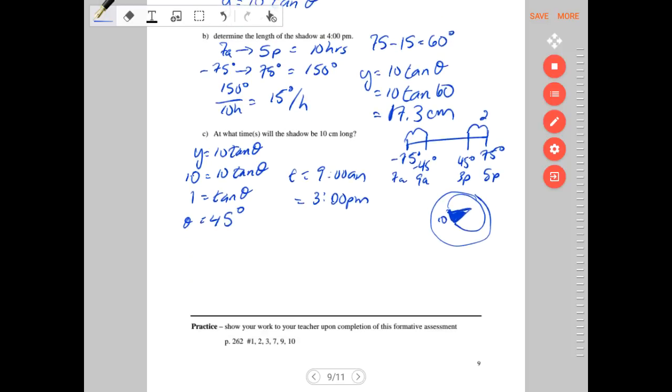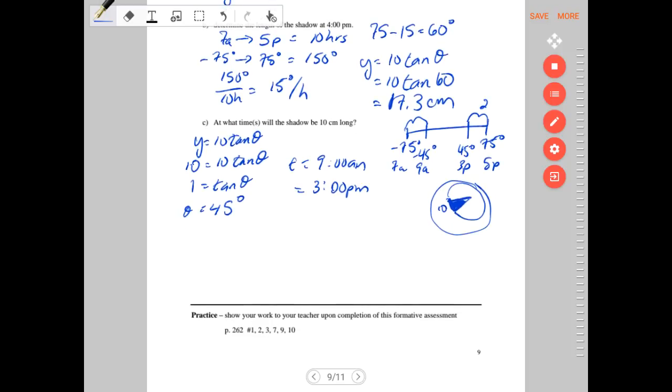If you want some more practice to go along with this, you're going to take a look at page 262 in your textbook and do the questions as assigned. Again, don't forget to show your practice to your teacher when you're finished and before you head on to the last part in Chapter 5.